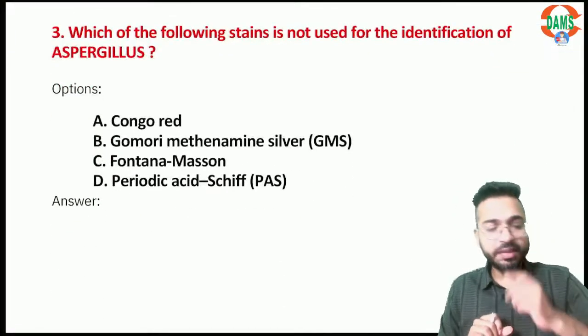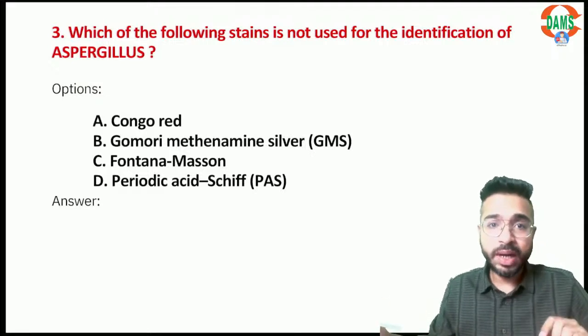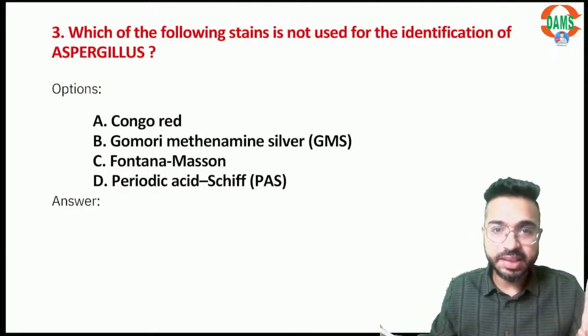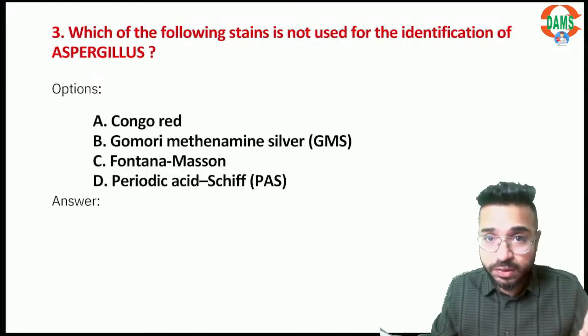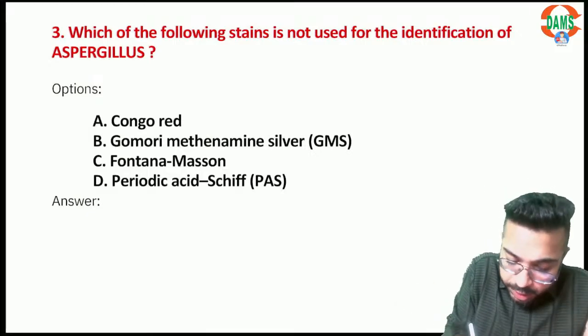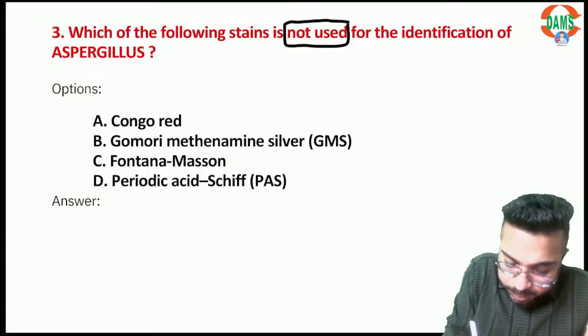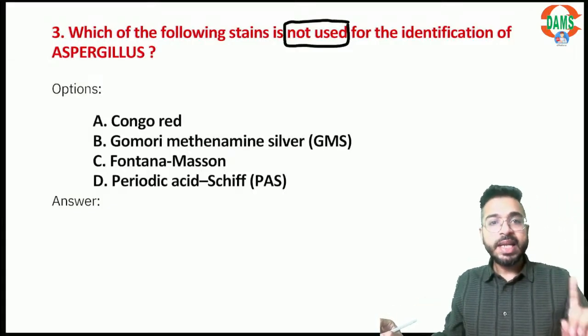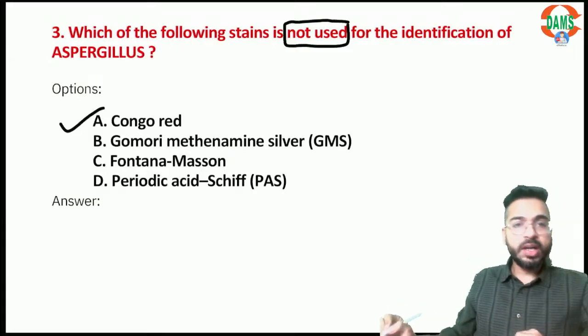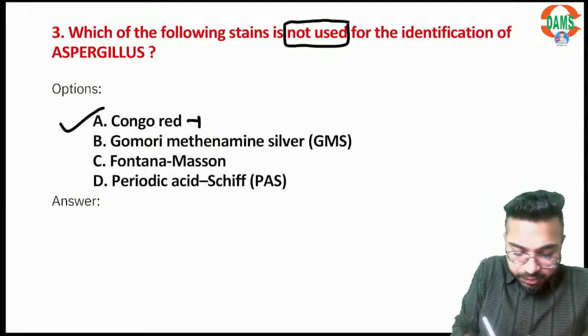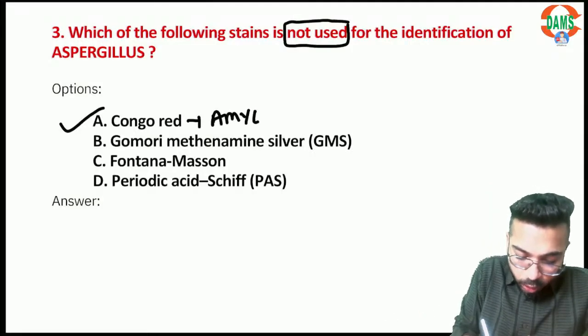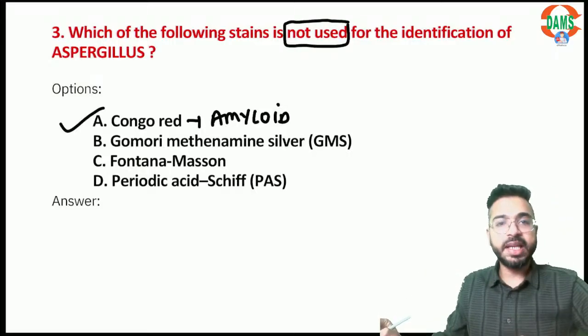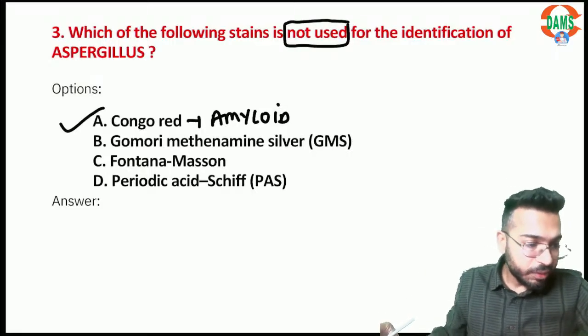Which of the following stains is not used for identification of Aspergillus? I hope you would have picked up the words "not used" or the all-except question. Then it was absolutely Congo red stain. Congo red stain, we all know, is for amyloid. It is not used to stain fungus.